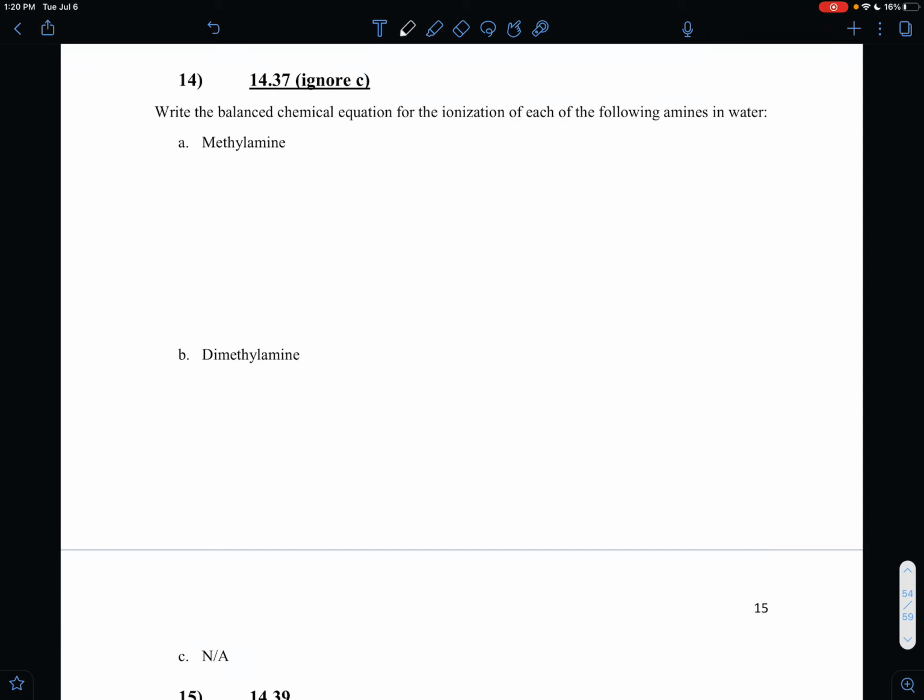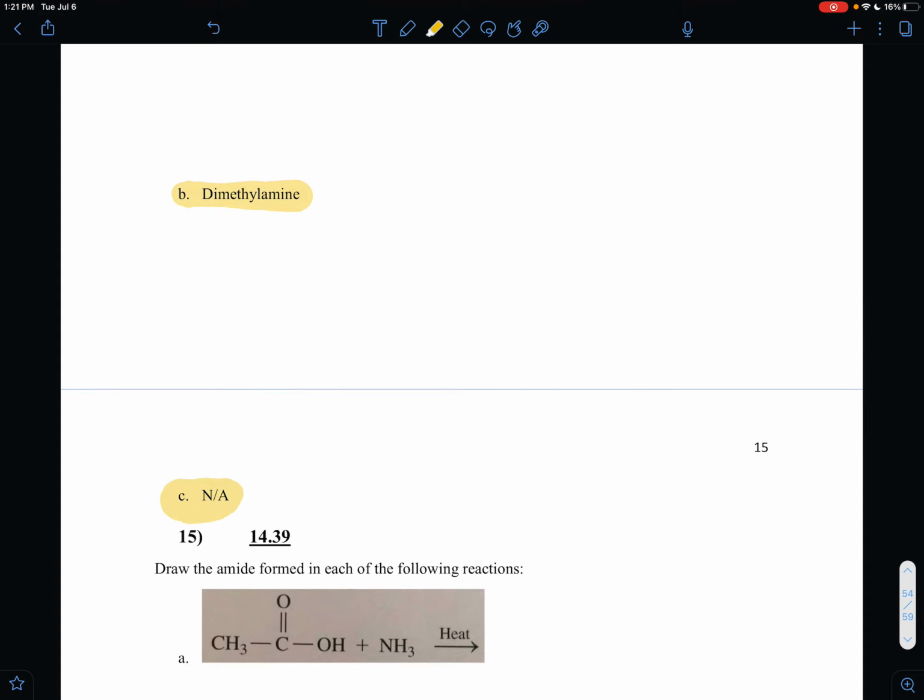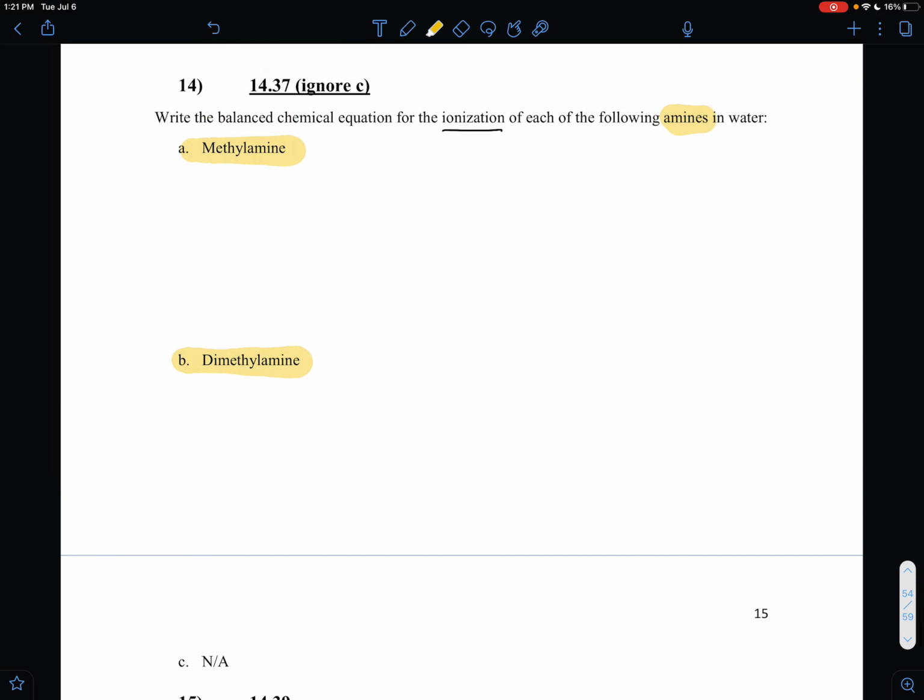Exercise 1437 is asking you to write the balanced chemical equation for the ionization of each of the following amines. And they give you a couple here. They give you methylamine, and we'll also do dimethylamine. And you don't have to worry about C, so that's not applicable for us. So we're just going to do these first two.